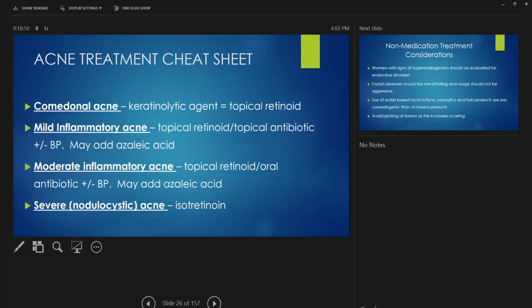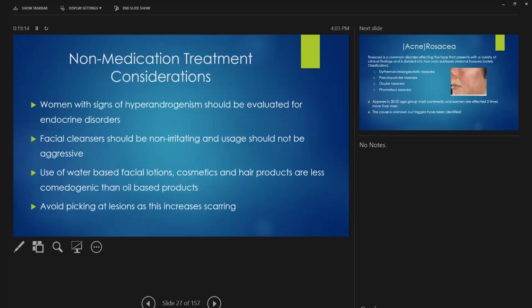And then for moderate inflammatory acne, you're going to do the topical retinoid and oral antibiotic. And now here's where you add your benzoyl peroxide and or the azelaic acid. And then for severe nodulocystic acne, it's the isotretinoin. So that's a helpful slide for condensing all that really vague, unclassified information into one nice slide.